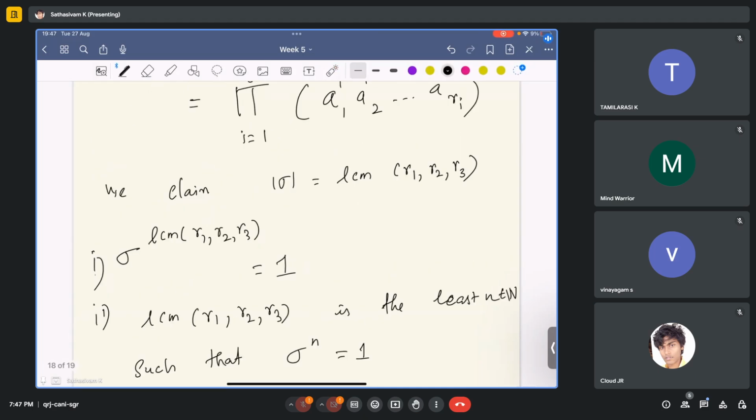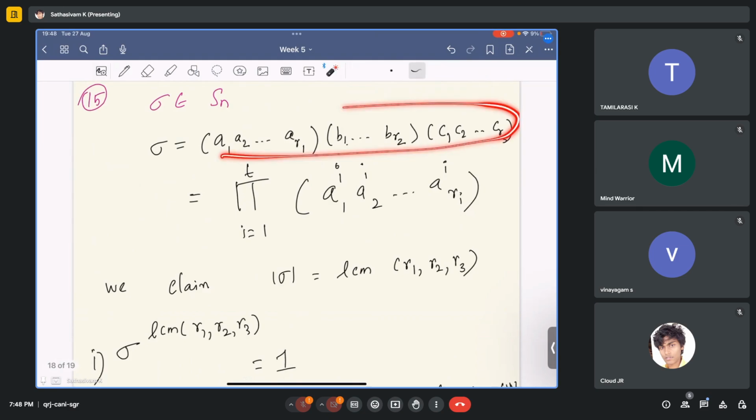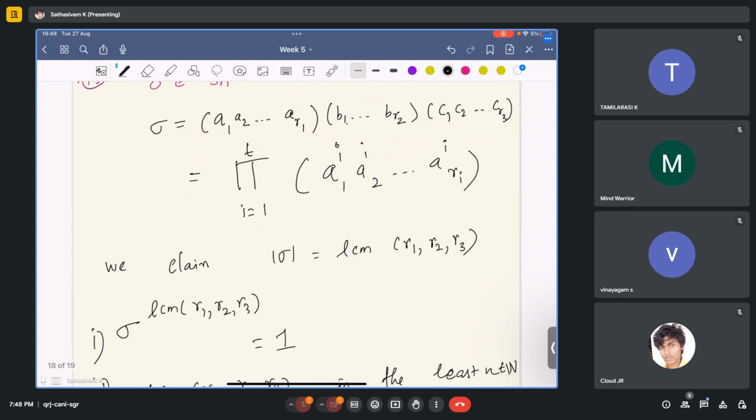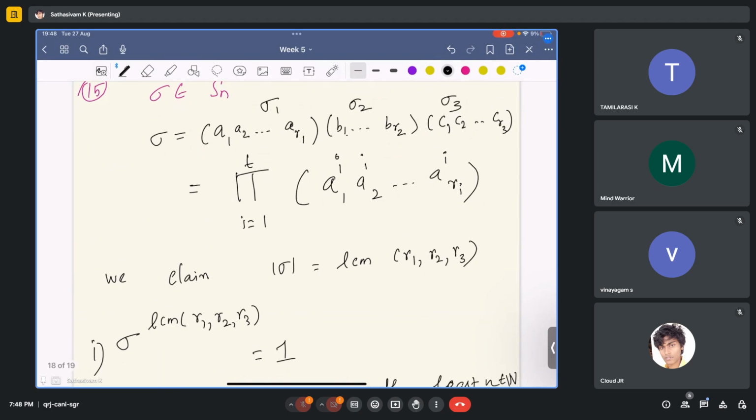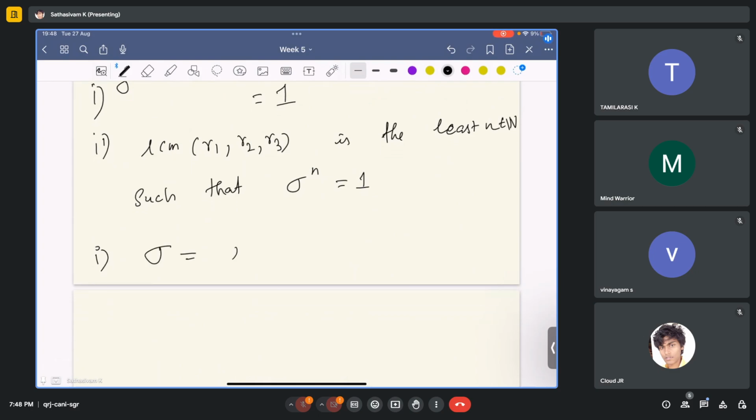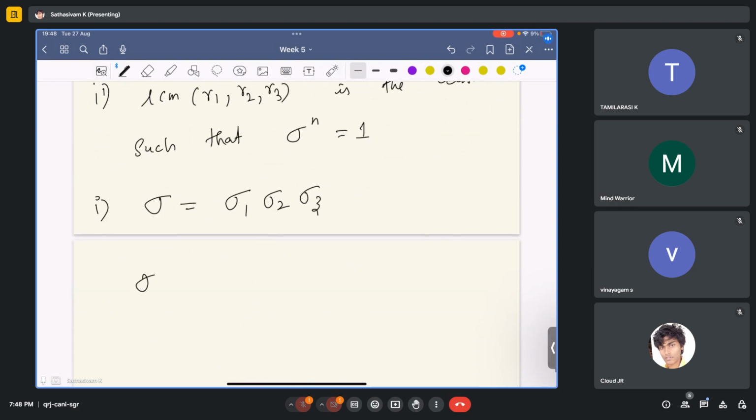Okay. So we have, let's see, this is our sigma. Let me call this sigma 1, sigma 2, sigma 3, just for the notational sake. So sigma is nothing but sigma 1, sigma 2, sigma 3. Now I look at sigma power LCM of R1, R2, R3. So this is nothing but sigma 1, sigma 2, sigma 3 power LCM of R1, R2, R3.